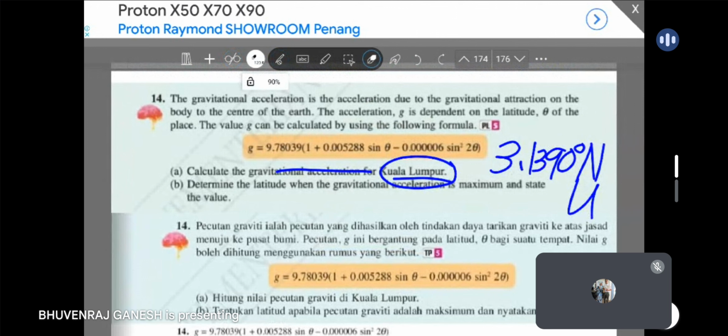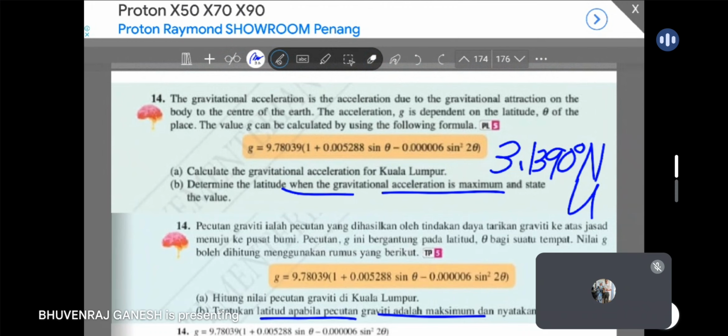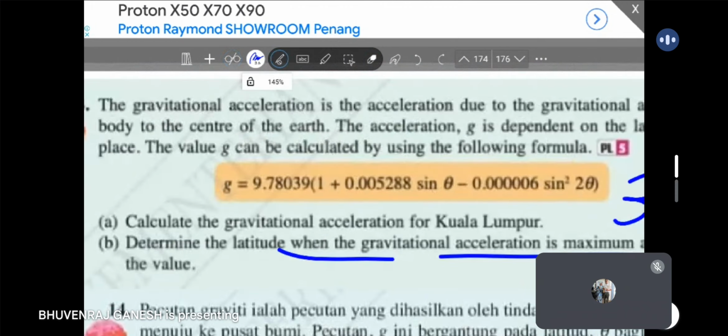They ask you to determine the latitude when the gravitational acceleration is maximum. Nak cari bila pecutan graviti itu maximum. So guys, how to make g maximum? Common sense, sin theta kena maximum jugalah. So guys, when is your sin theta maximum? When theta sama dengan 90, kan? Okay, because the maximum value of sine function is always 1. Nilai maksimum fungsi sine selalu 1. Tak boleh lebih for sin theta.